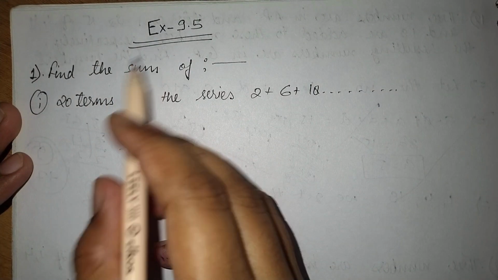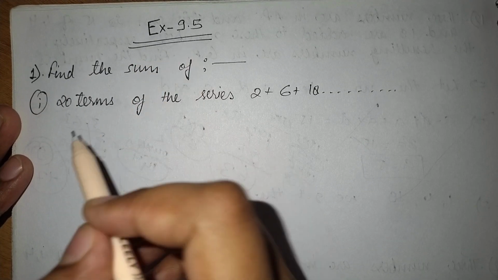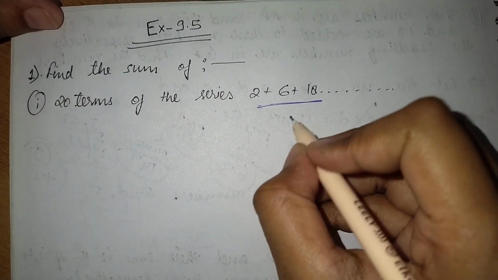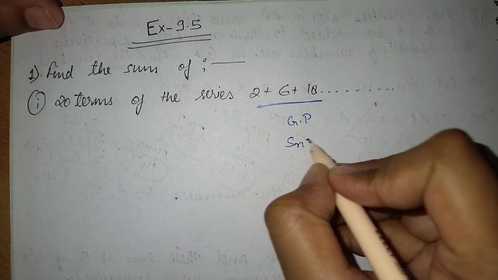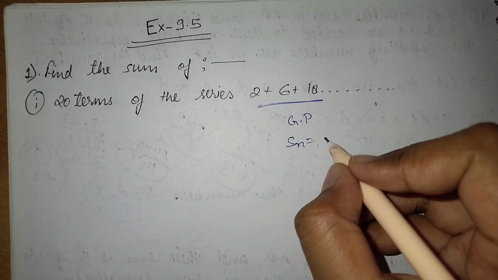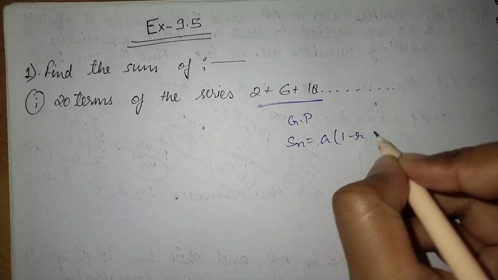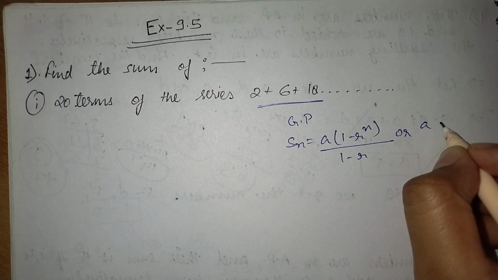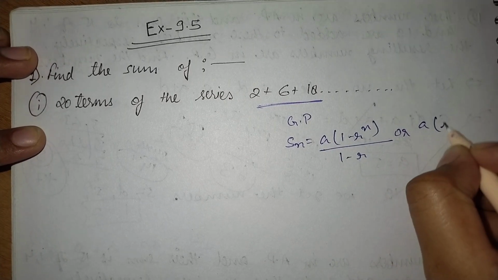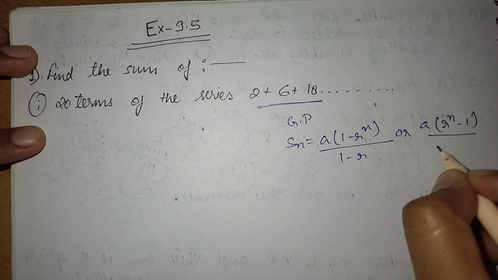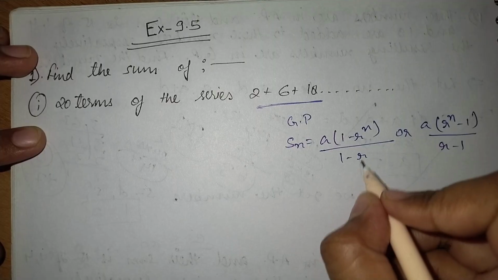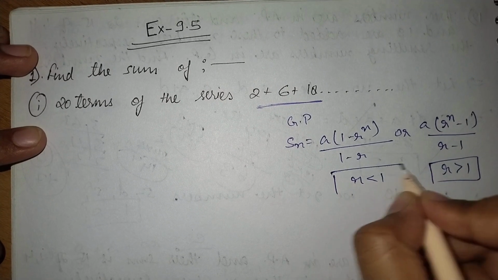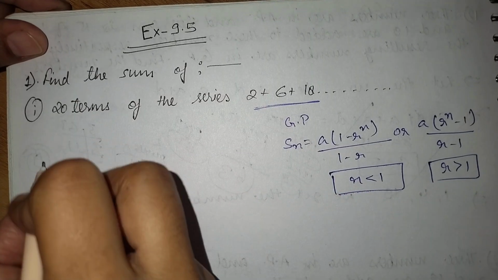Now let us solve question number 1 of exercise 9.5. We have to find the sum of this series, as it is given, this is a GP. So the formula for the sum of a GP is a(1 minus r to the power n) divided by 1 minus r, or we can write it as a(r^n minus 1) upon r minus 1. The first is used if r is less than 1, the second if r is greater than 1. So these two formulas we have to use for the sum.